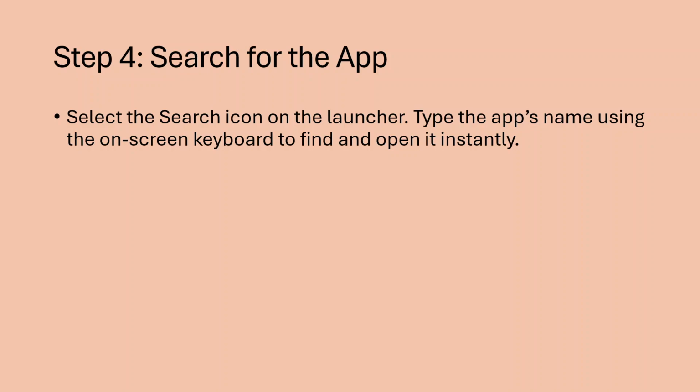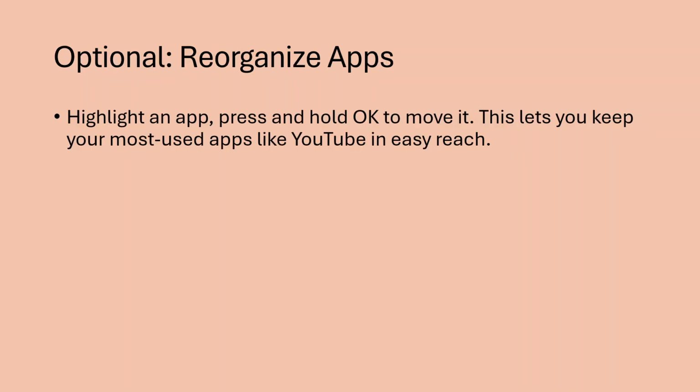Step 4. Search for the app. Select the search icon on the launcher. Tap the app's name using the on-screen keyboard to find and open it instantly.